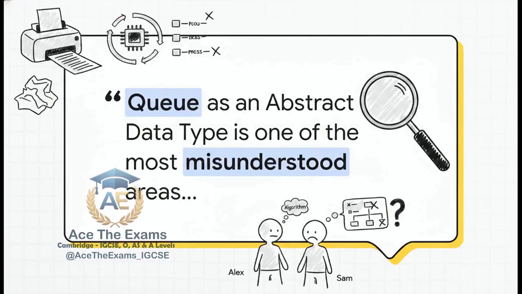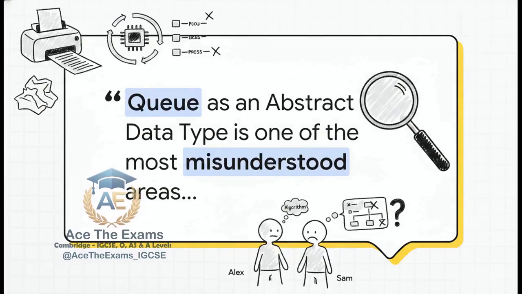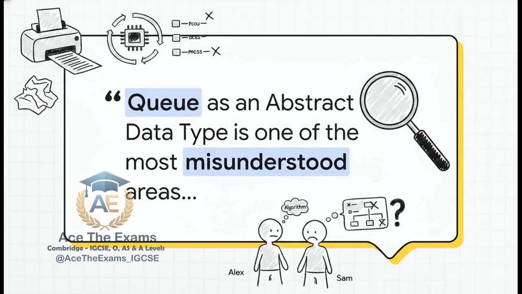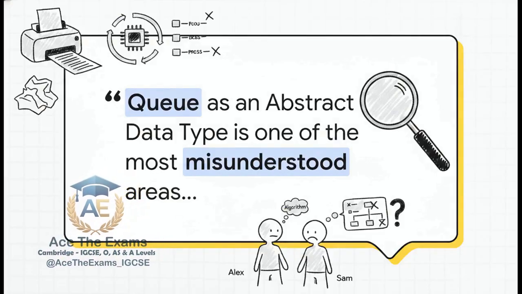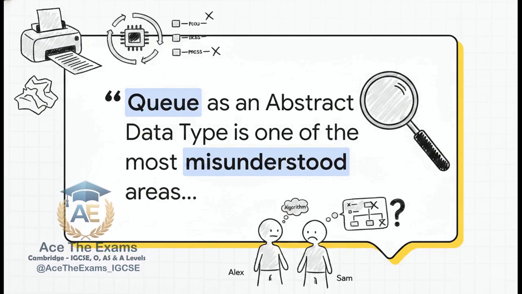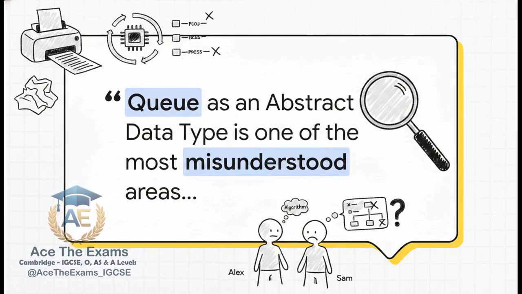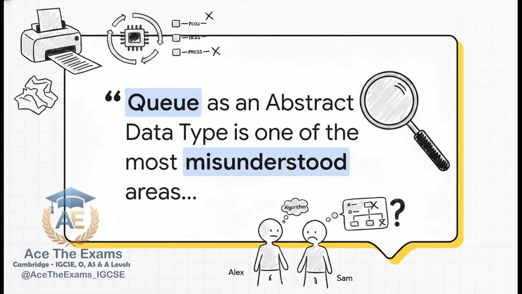Right, so why are we focusing so heavily on this? Well, the Cambridge Senior Examiner's report contains a pretty stark, unavoidable mandate. It literally says, "Queue as an abstract data type is one of the most misunderstood areas in computer science." That's a direct quote, guys. So our primary mission today is to fix that right now.